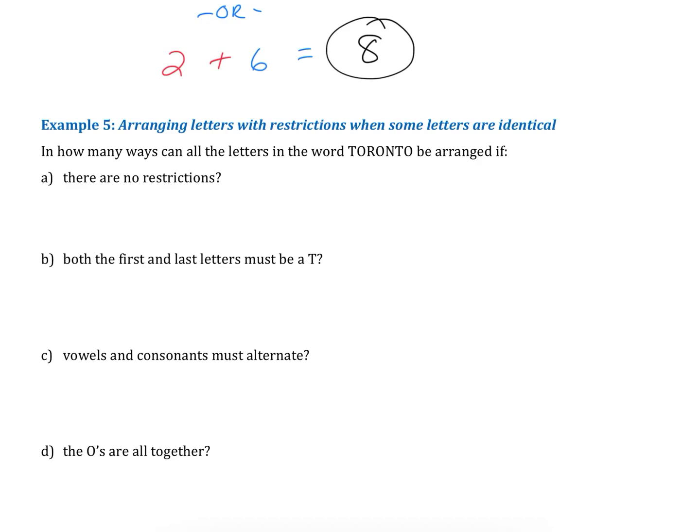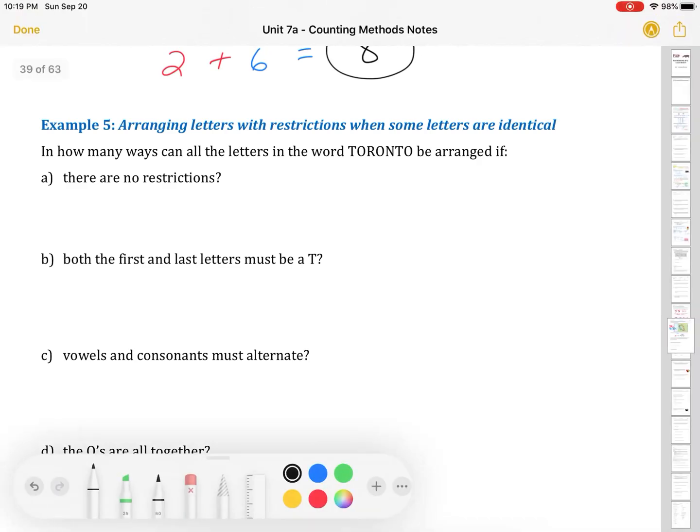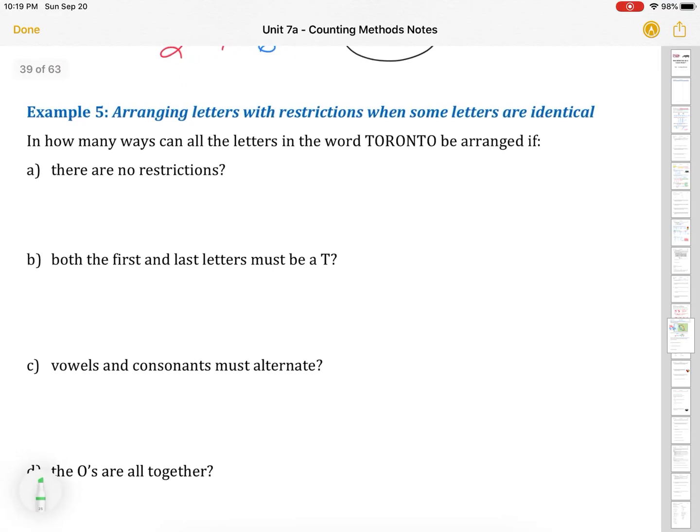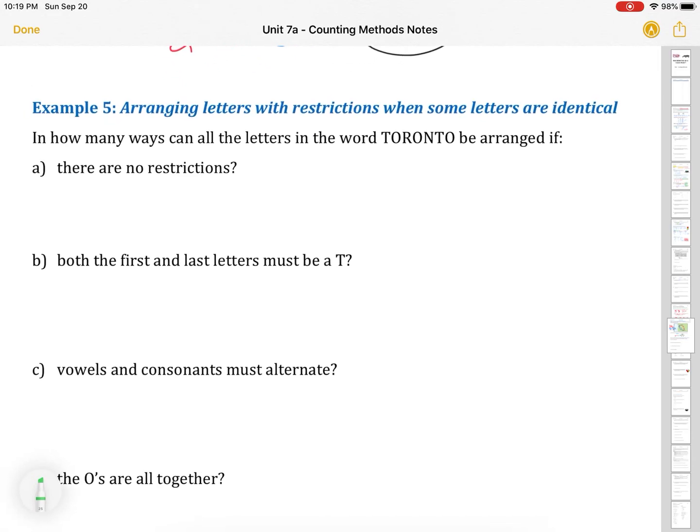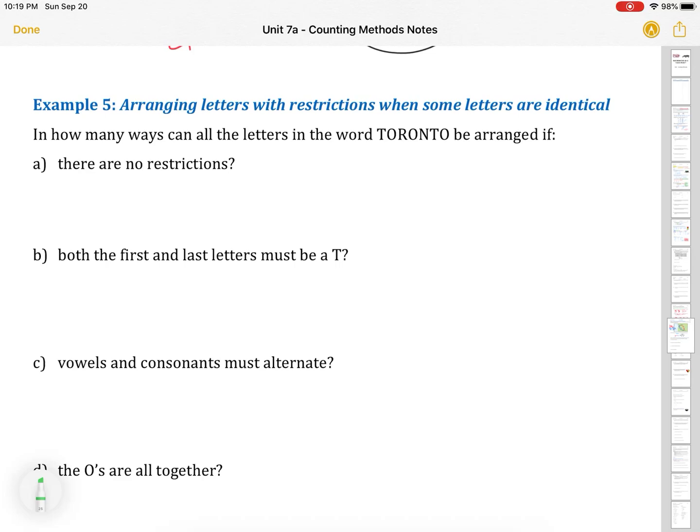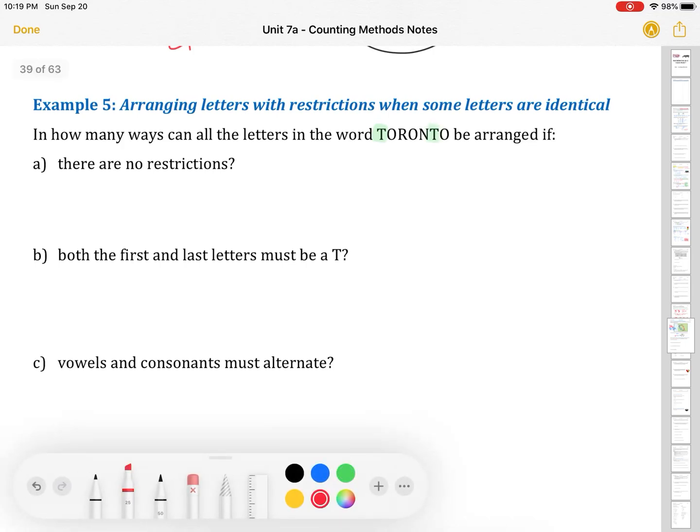Arranging letters with restrictions when some letters are identical. So let's take a look at this. This is using our factorial, and we have identical letters. We have some different combinations. So in how many ways can all the letters in the word Toronto be arranged if A, there are no restrictions?